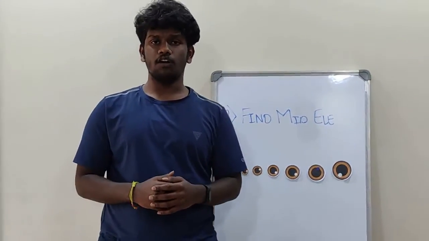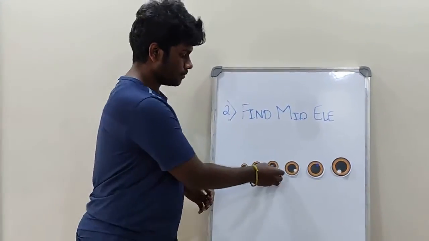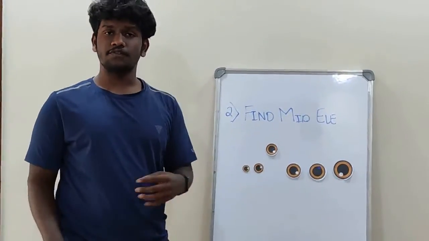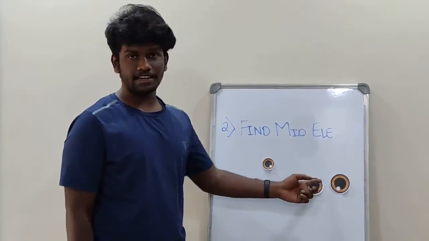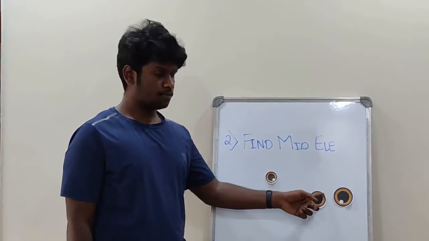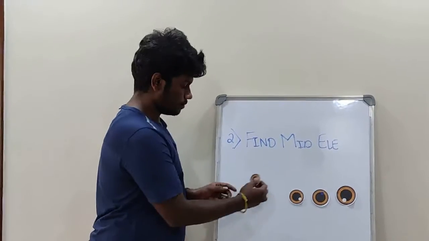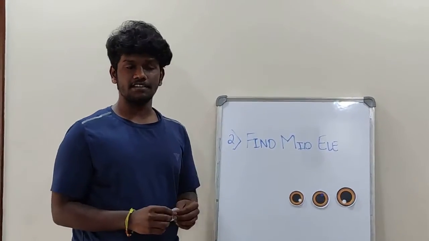Step 2 of binary search is to find the middle element. Here, the middle element is this. Now, after finding the middle element, I'll ask whether the element which I have to find is greater than it or lesser than it. Here, the blue one is greater than it. So what I do is take the middle element and all the elements preceding it and ignore them.